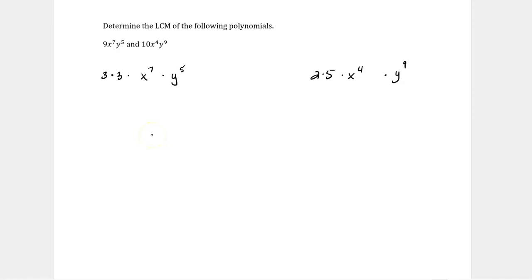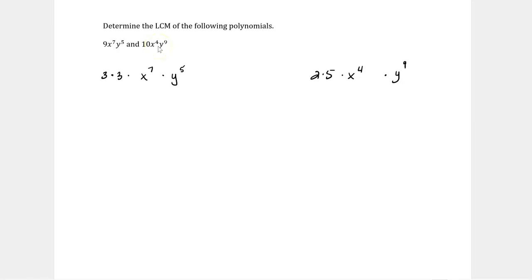Determine the least common multiple of the following polynomials. Let's start by expanding the factors of each of the given polynomials. So we're going to write 9 as 3 times 3. And we have the x to the 7th times the y to the 5th.